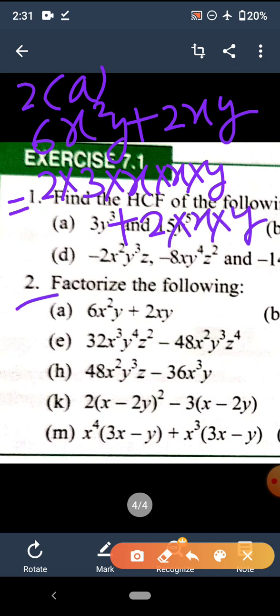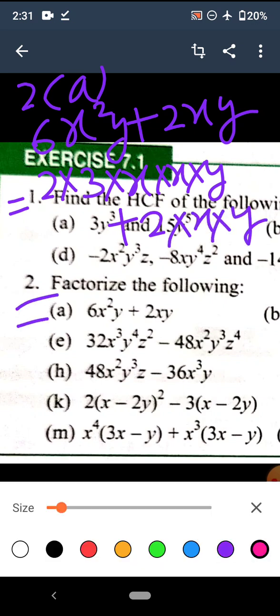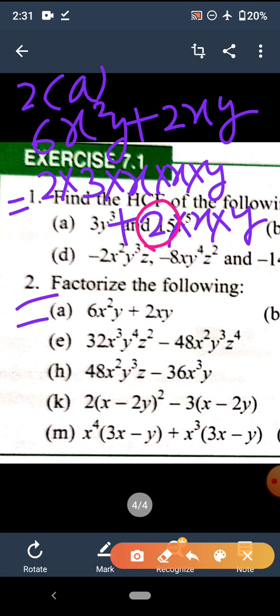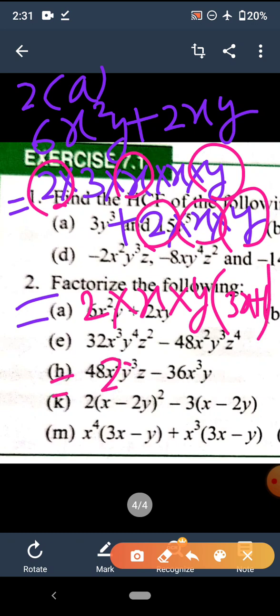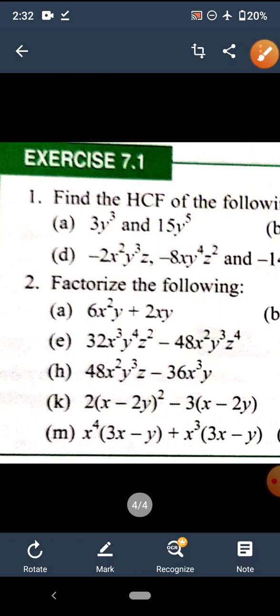Okay, this is the simple step. You will break it completely. Then you will take common. So what is common here, beta? 2. What is common next? X. Common means which is lying in both the numbers. Then y. And what is left now? 3x. And here is nothing. So it is 1. So this is 2xy, and in the bracket 3x plus 1. In this manner you will find the factor.